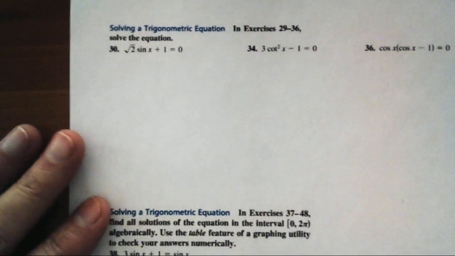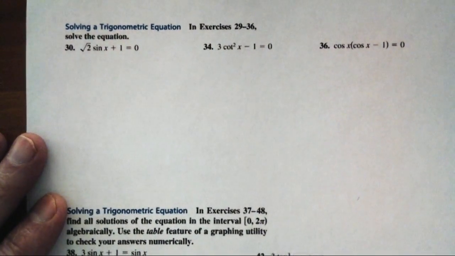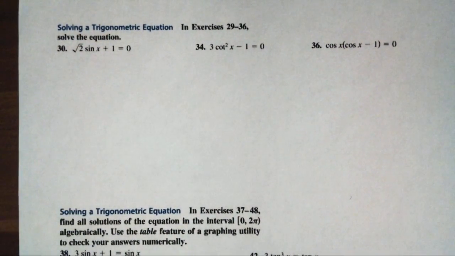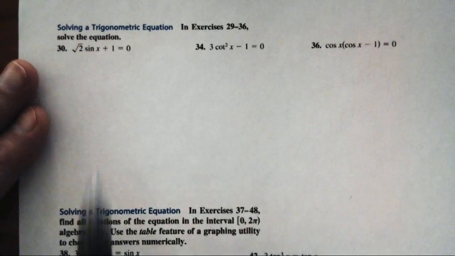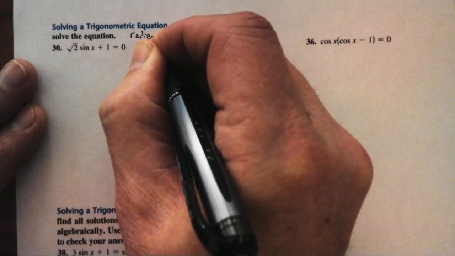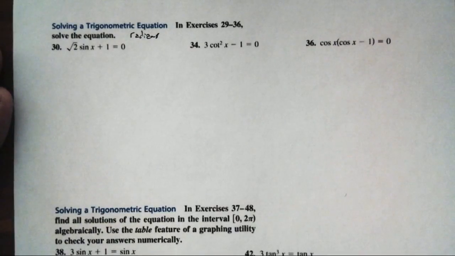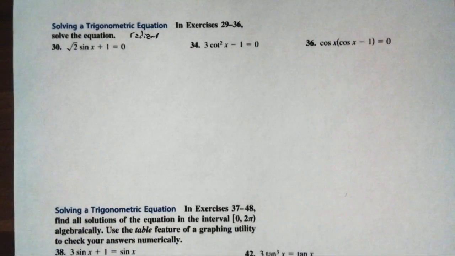And here we have an equation to solve, and this just says solve the equation. It doesn't give us degrees or radians. It doesn't give us 0 to 360 or 0 to 2 pi. It doesn't tell us 1 revolution. So we're going to assume for this that we're going to be in radians. I believe the back of the book is. But we need all of the solutions.